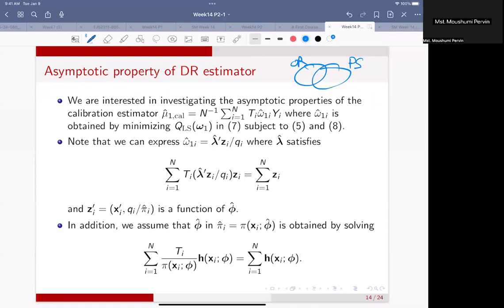Okay, so we are interested in investigating the asymptotic properties of the calibration estimator, right? Where this omega hat one is obtained by minimizing the calibration problem with two constraints. One is the calibration constraint, the other one is the IPW constraint. And we know that in the squared error loss, we have a closed-form, linear form of the weight, which gives a linear equation for the calibration weight.